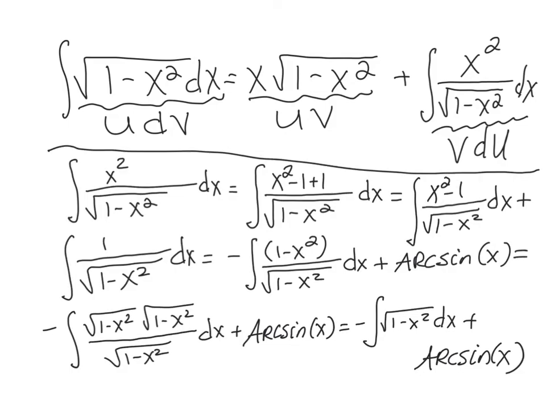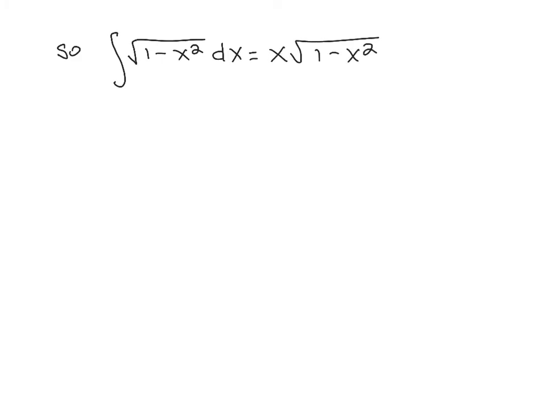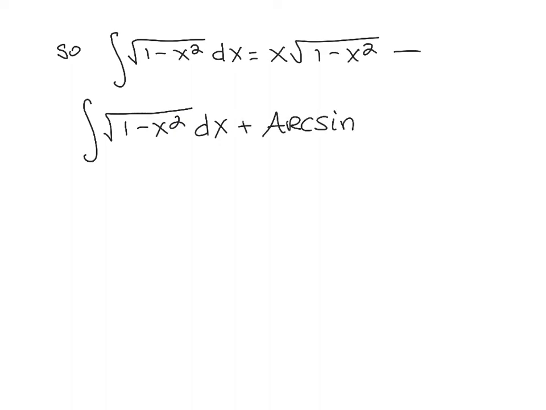And let's put this back into the integral that we are trying to evaluate. So on the left, we have the integral we want to evaluate, of square root of 1 minus x squared. It is equal to x times square root of 1 minus x squared. And then we have plus the integral of x squared over square root of 1 minus x squared, which is negative integral of square root of 1 minus x squared plus arc sine of x.